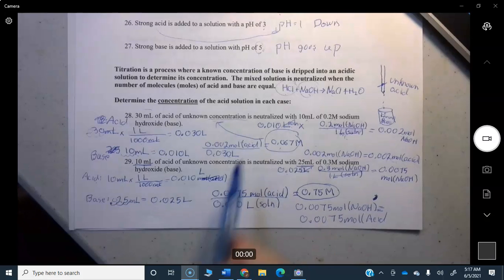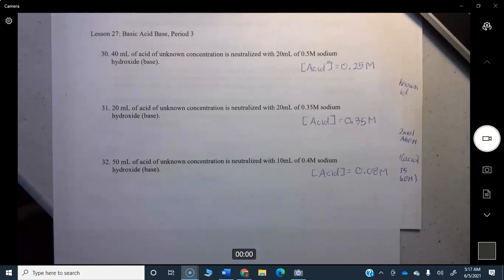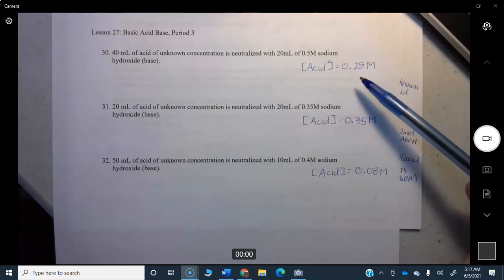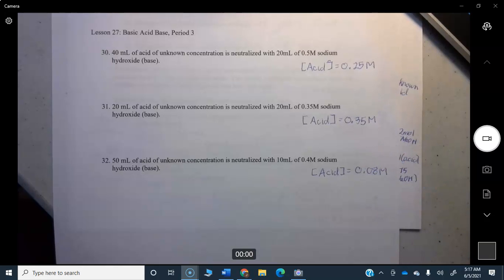Okay, done exactly the same way as this problem, and the next 3 are as well. Okay, so let me just show you the answers to those so you know whether you did them right. So here they are. I'm not going to work them all. They're worked exactly the same way. And this is what you get for the answers for each of these 3. Those are the concentrations of the acid. Okay, so that takes care of everything on the acid base lesson 27.